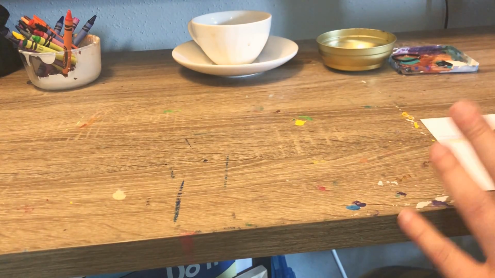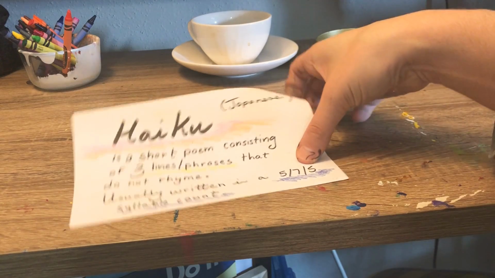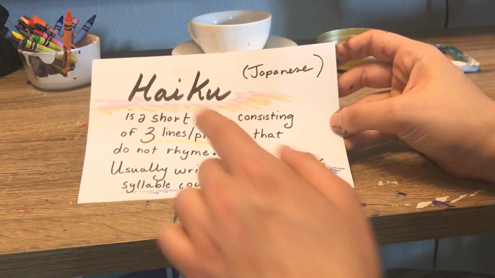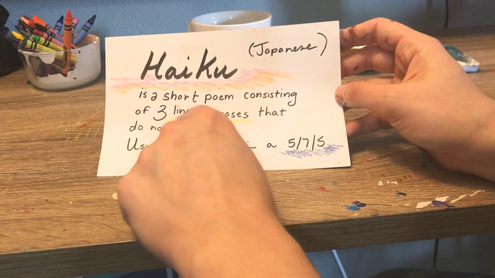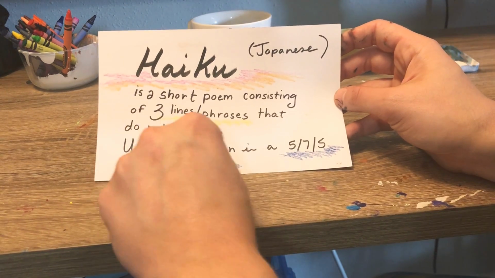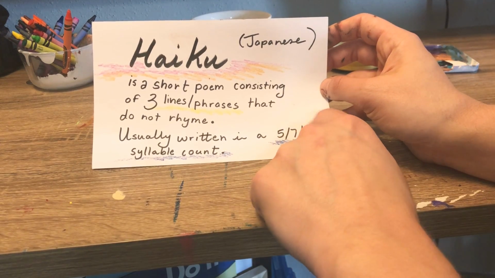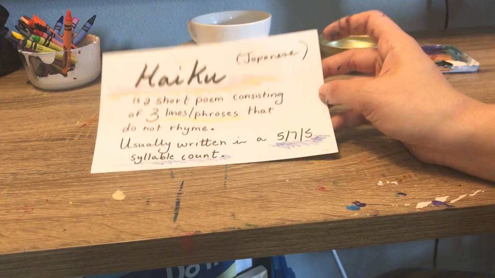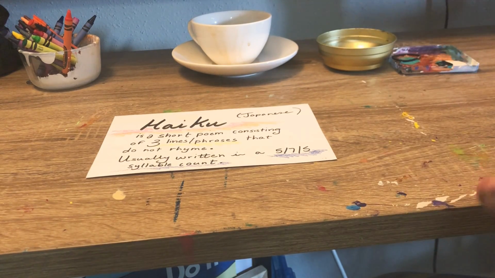So today we're going to focus on a specific type of poetry, and they are called haiku. So haiku is a Japanese short poem consisting of 3 lines or phrases that do not rhyme. And usually they're written in the 5-7-5 syllable count. So that means 5 syllables on the first line, 7 syllables on the second, and 5 again on the last one.